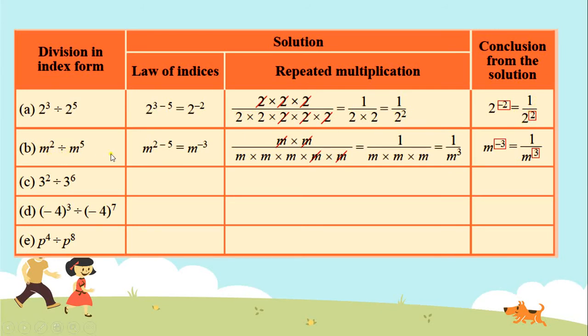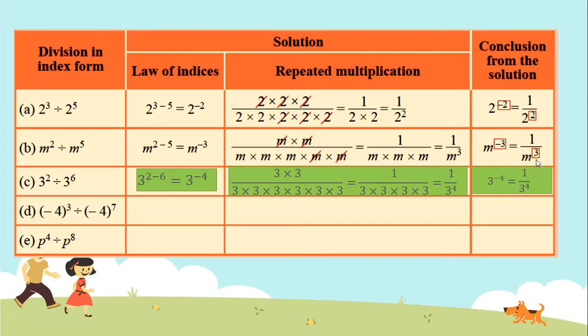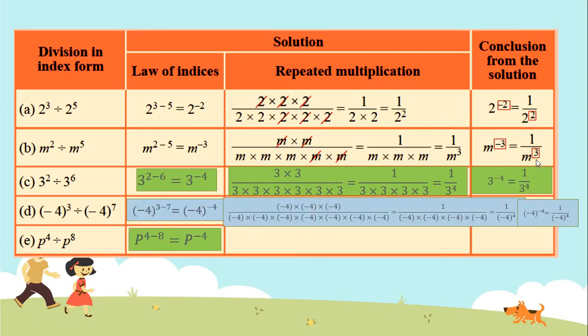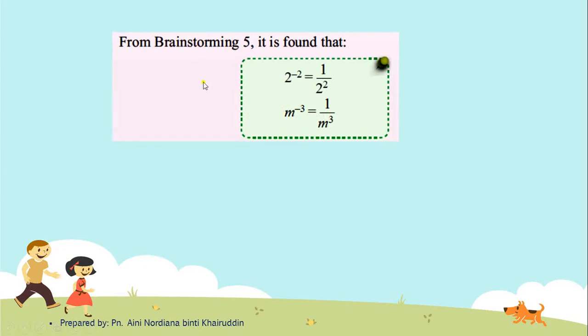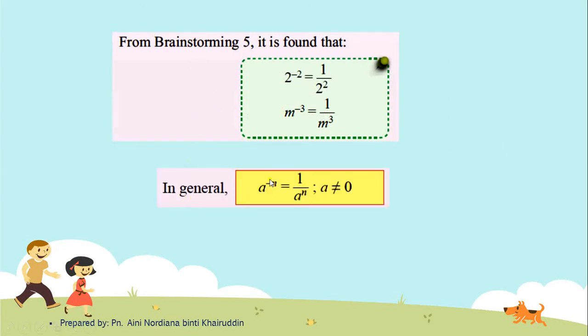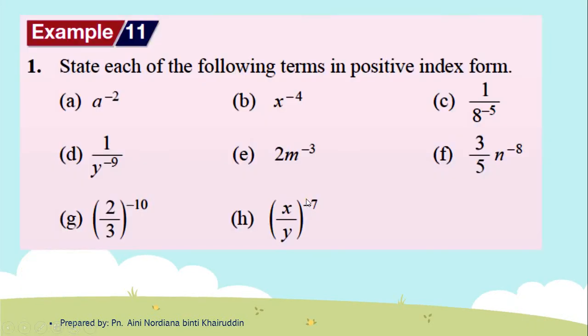Same goes to B. m to the power of negative 2 is m times m divided by m to the power of 5, m times m times m times m times m. Then we cancel out the same value. So this is the conclusion. Same goes to C, D, and E. So in general, a to the power of negative n equals 1 over a to the power of n. Have a look at example 11.